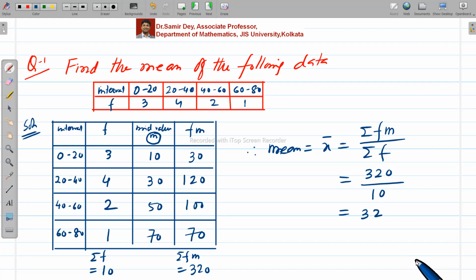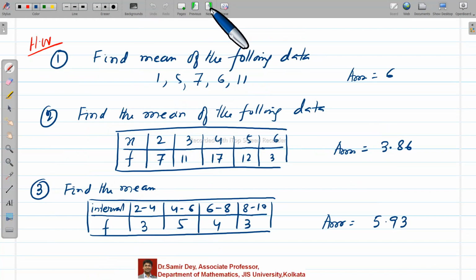Now please write down this question. Here I have considered three different questions. One is individual data, and the corresponding answer will be 6. The second one is individual data with frequency. If you solve it, the answer will be 3.86. And the third one, grouped data with frequency intervals, the answer will be 5.93.